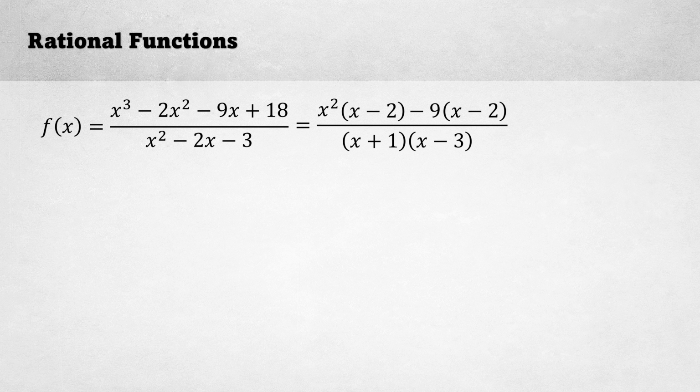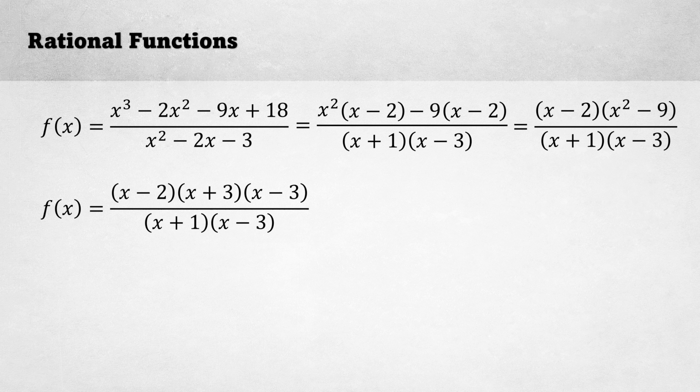So pulling out the x minus 2 factors in the numerator, we get x minus 2 times x squared minus 9. X squared minus 9 is a difference of squares, so we can factor it to x plus 3 times x minus 3. We have x plus 1 times x minus 3 in the denominator. So our domain restrictions are -1 and 3.